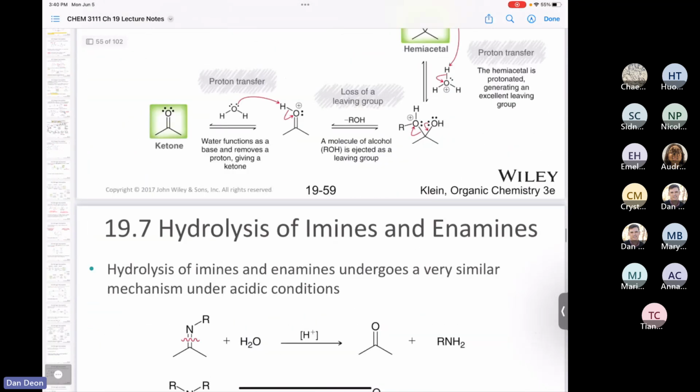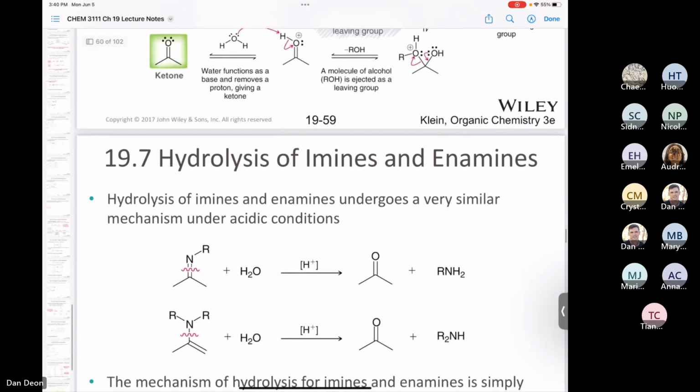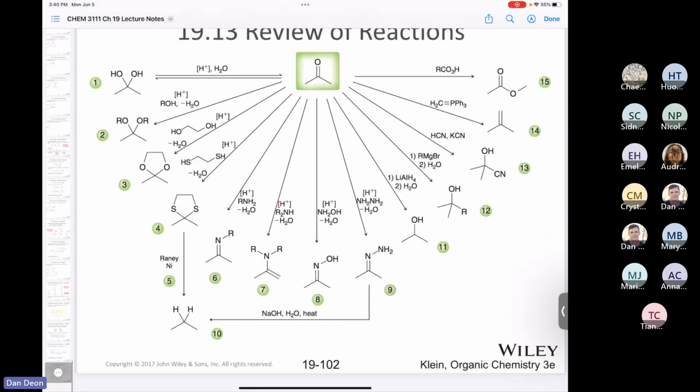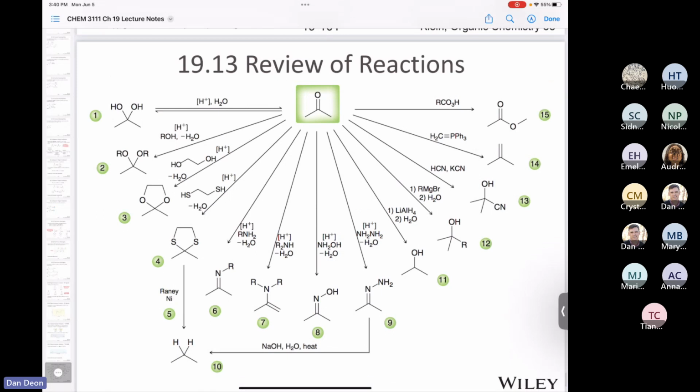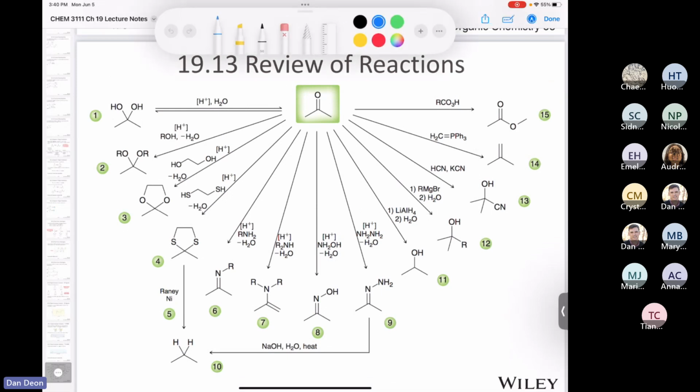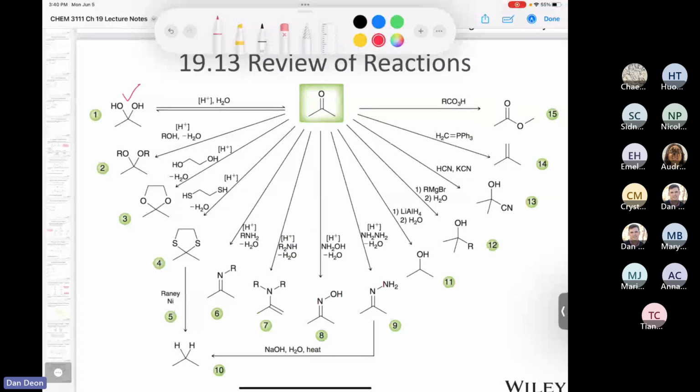And so let's just go down to the end of the slides here and see what we've covered today. So far we've covered the formation of a hydrate, then we covered the formation of an acetal, then we covered the formation of a cyclic acetal, and I guess that's really it.